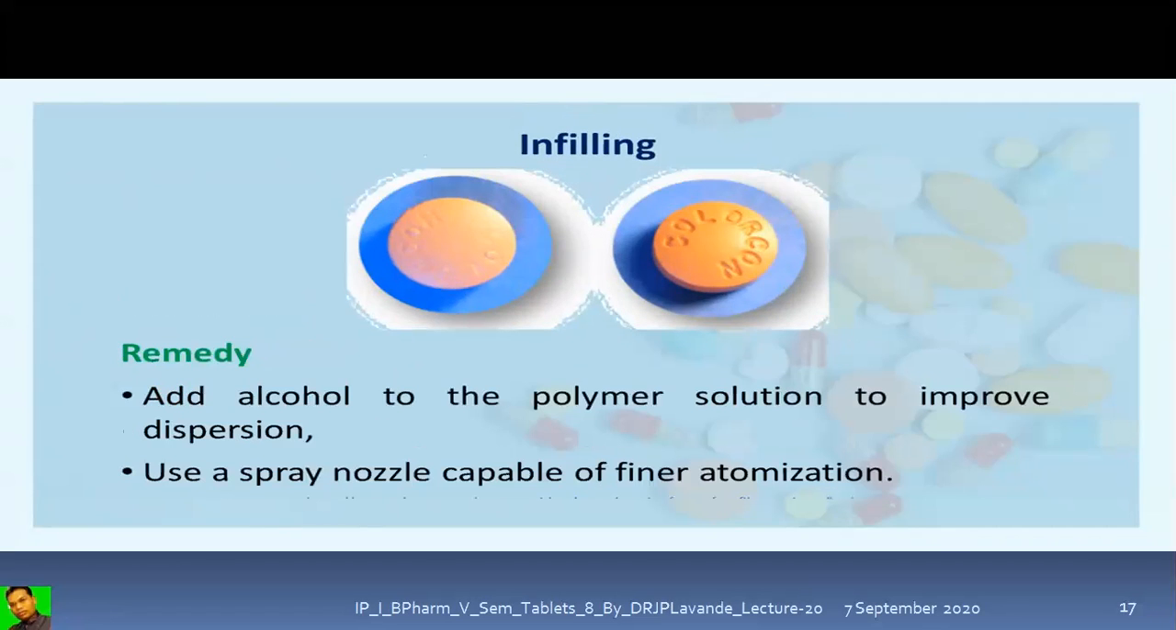How can we treat this? What is the remedy? The remedy is to add alcohol to the polymeric solution to improve the dispersion. Addition of the alcohol. Use a spray nozzle capable of finer atomization. So we have to use the spray. What will the spray do? The spray generates aerosol particles in the form of a fine mist, so that it gets uniformly adhered onto the tablet surface instead of just pouring.